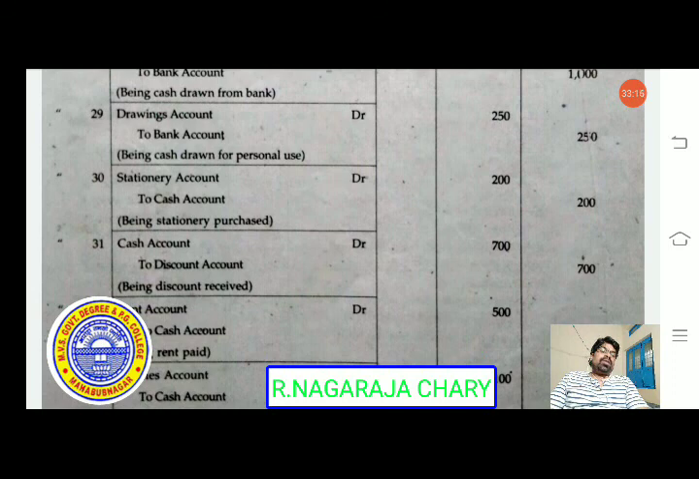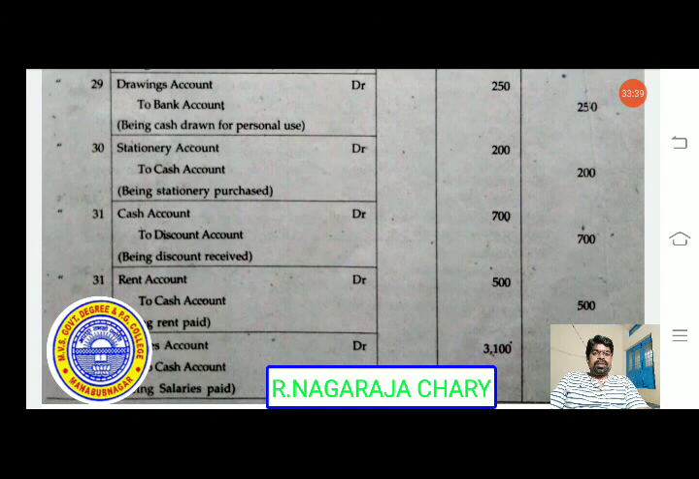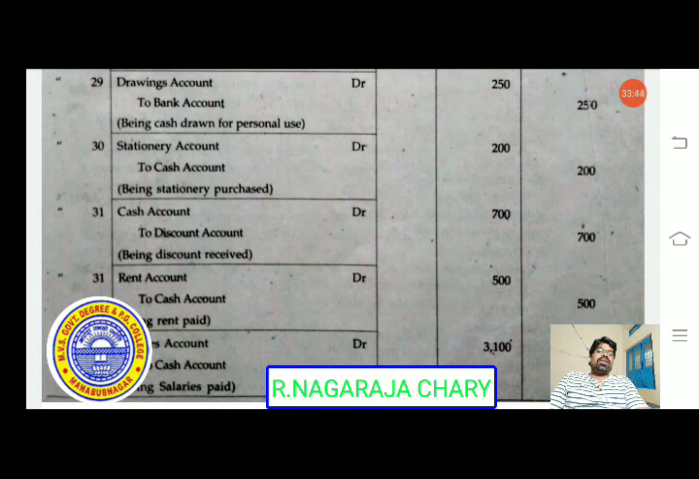According to nominal accounts, stationery is to be debited, 200 rupees is to be debited. According to real accounts, cash is to be credited, being stationery purchased, because when we are purchasing stationery, that is an expenditure. So, according to nominal account, all the expenses are to be debited. So, that is why stationery account is to be debited, and cash comes under real accounts, cash is to be credited, that is 200 rupees.